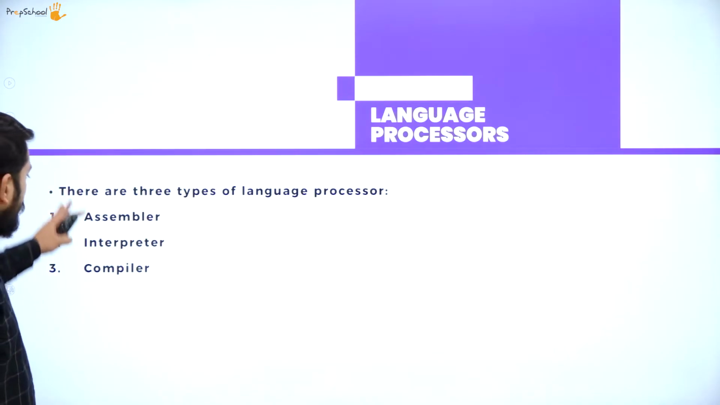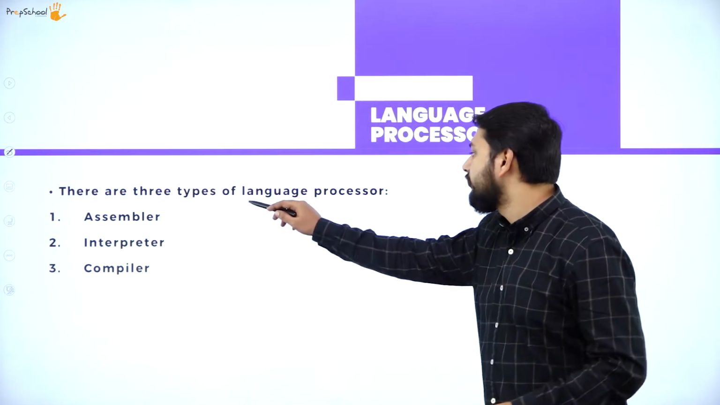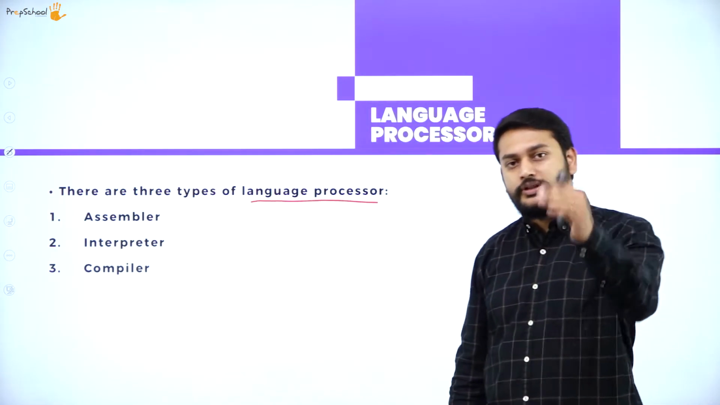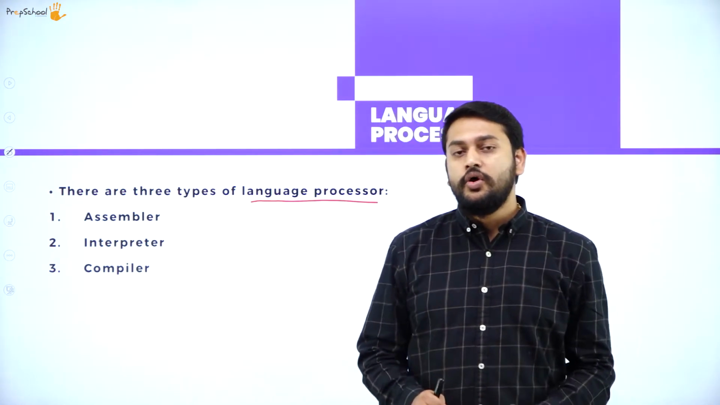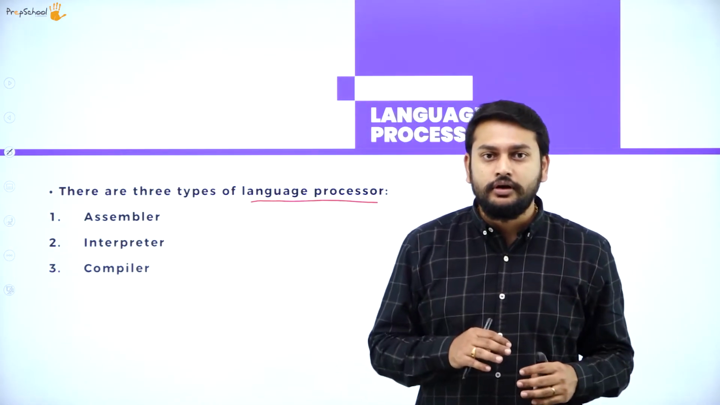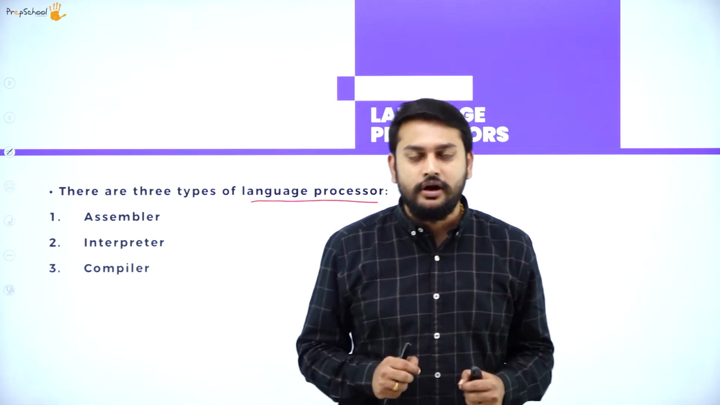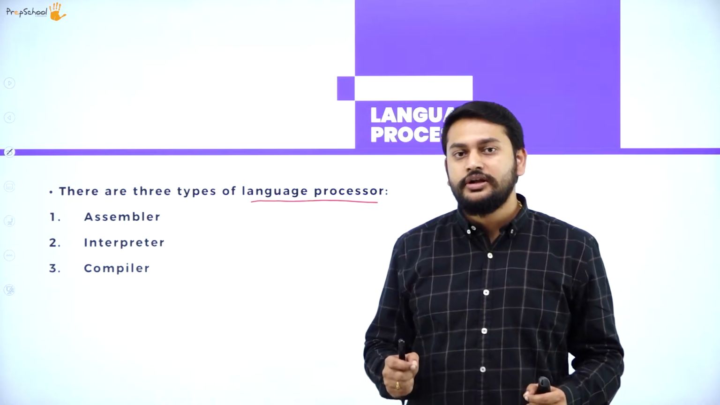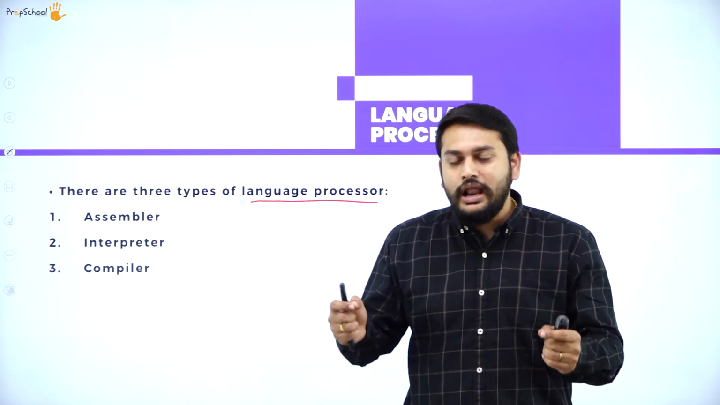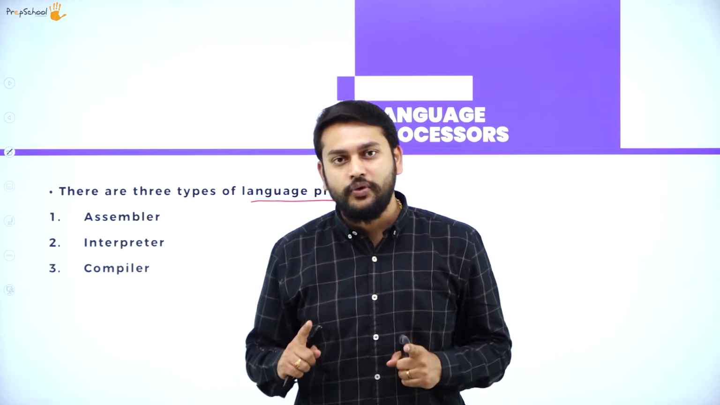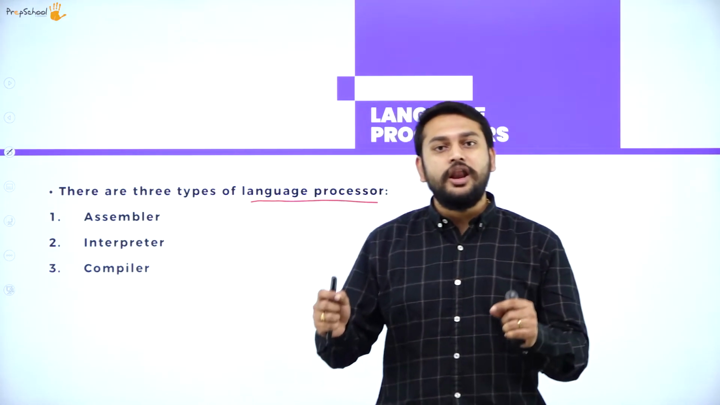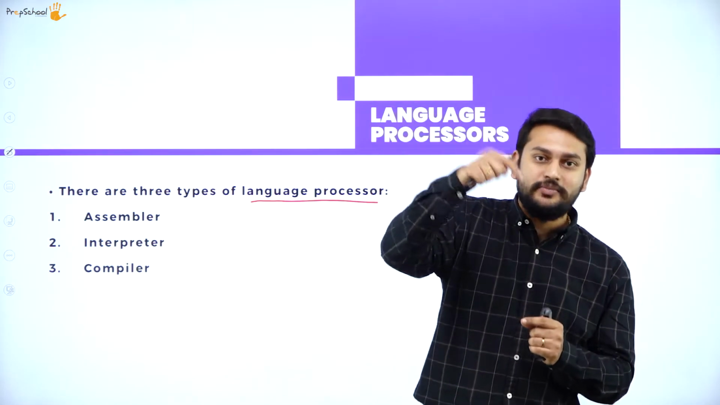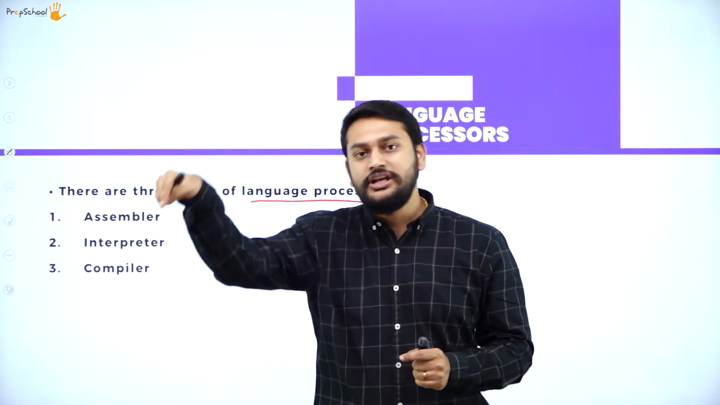Let's go to the next one. I have three different types of language processor. The first one that I have is assembler. What is the role of assembler? Why should we use this assembler? Assembler converts the program which is in the assembly level language to machine level language. What did I say? Assembler is converting my program which is in assembly level language to machine level language.